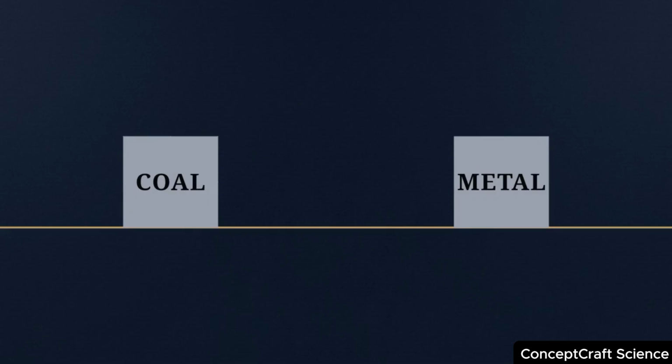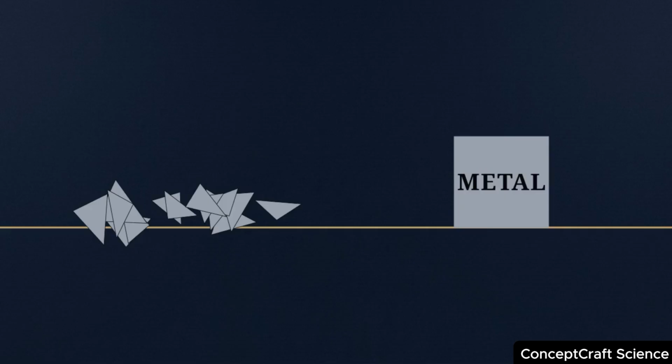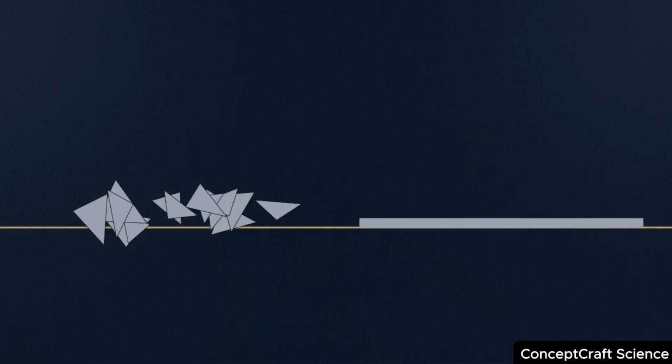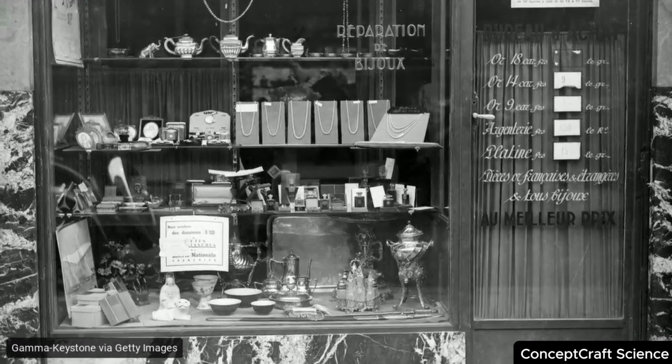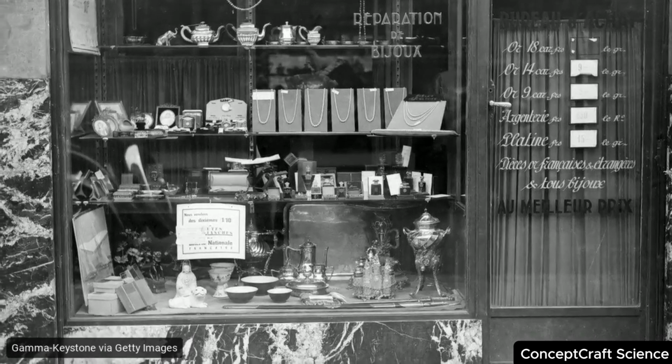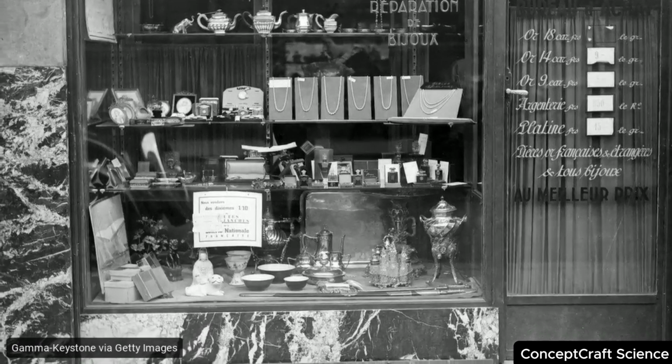To find universal traits, we must look at how materials respond to extreme physical stress. When you hit a piece of coal with a hammer, it shatters. When you hit a metal, it absorbs that kinetic energy and flattens into thin sheets. This property is known as malleability. Silver and gold represent the peaks of malleability. They can be beaten down to microscopic thicknesses without breaking or cracking.